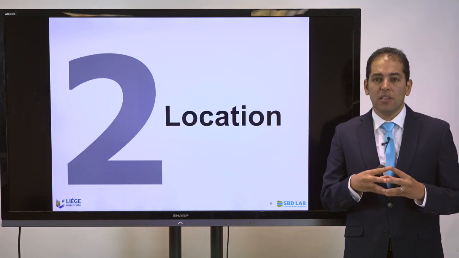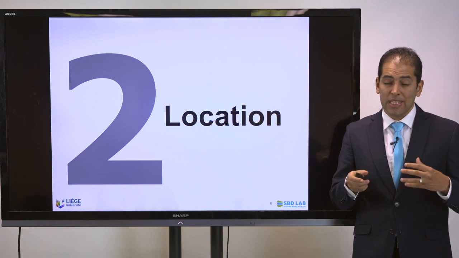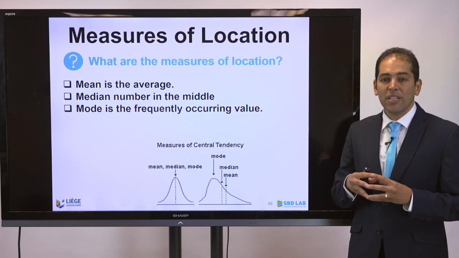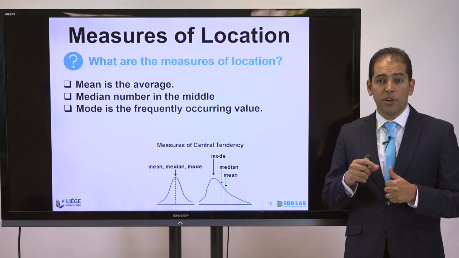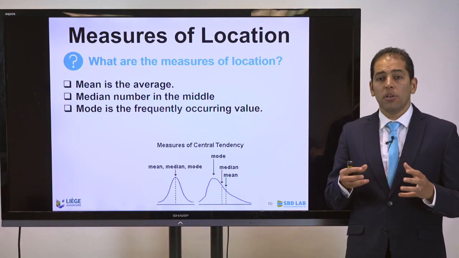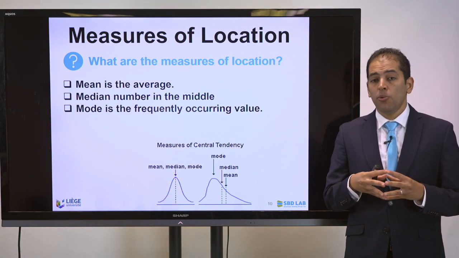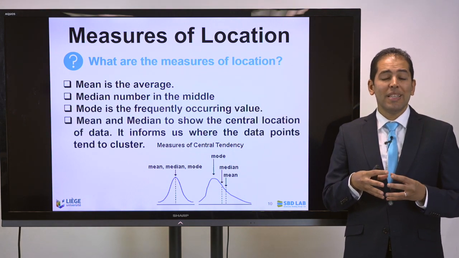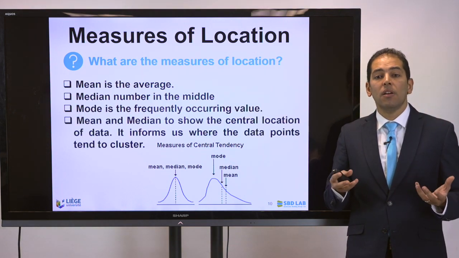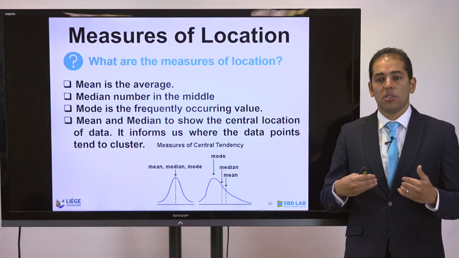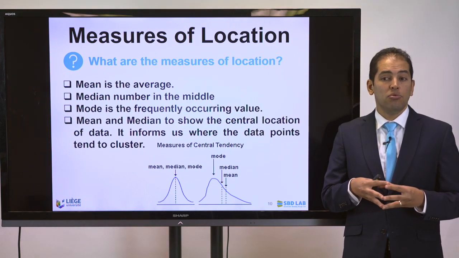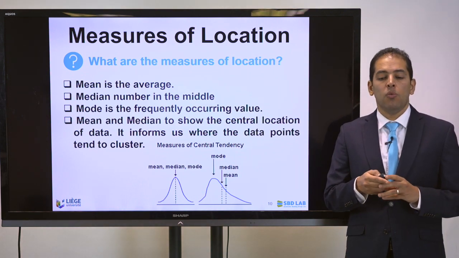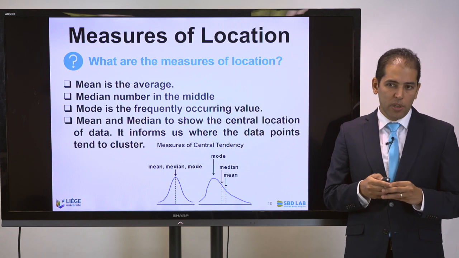Now, the first of the tests commonly used in descriptive statistics is the location test. And what is the location test? Simply, what are the measures of location? First of all, we work on the mean, which is an average. We look at the median, the number in the middle. We look at the mode, which is the most frequently occurring value. The mean and the median are used to show the central location of the data, and it informs us where the data points tend to cluster.